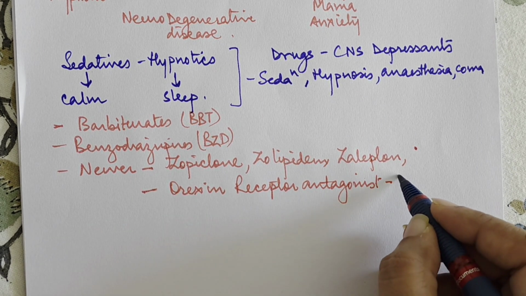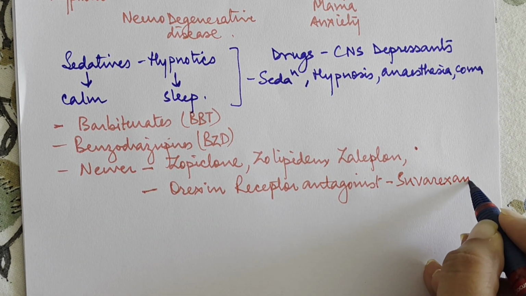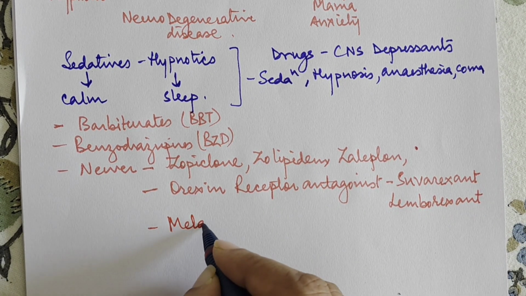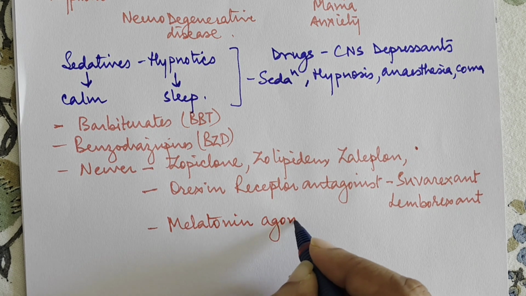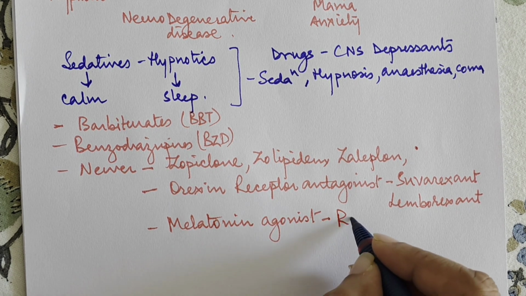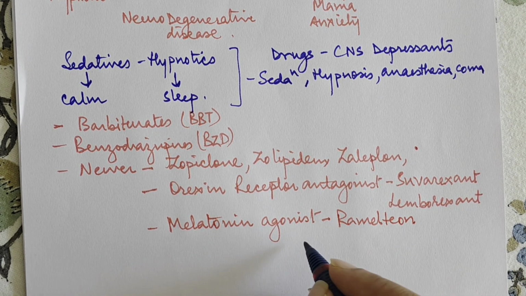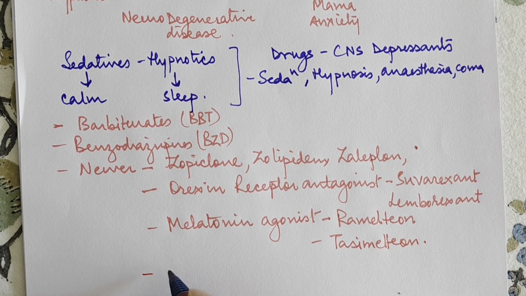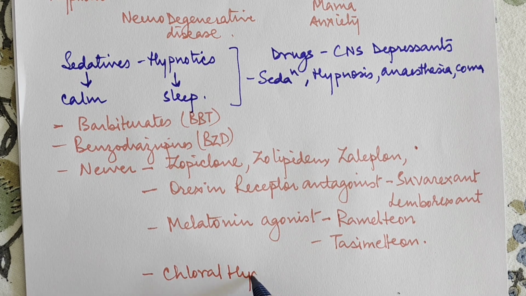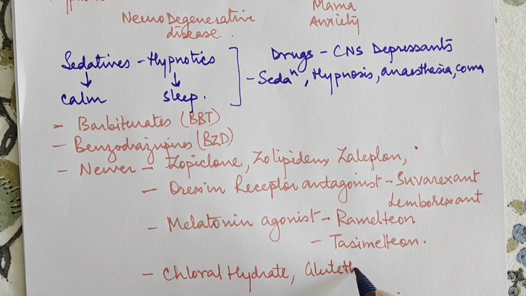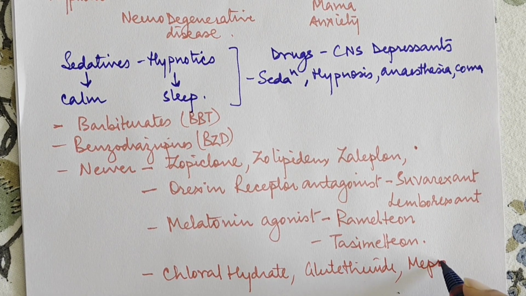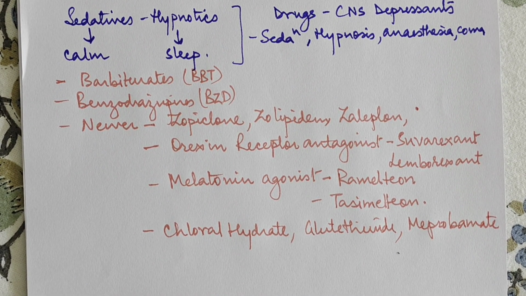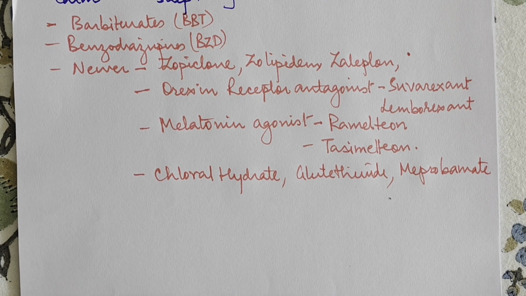And what is the drug in that? That is suvorexant and lemborexant. Then we also have melatonin agonists. In melatonin agonists, the drug that we have is ramelteon, and another drug is tasimelteon. Then some other hypnotics, that is chloral hydrate, glutethimide, and meprobamate. Okay, so this is the classification of the sedative hypnotics that we'll be completing in this video, and then we'll go forward to other chapters.